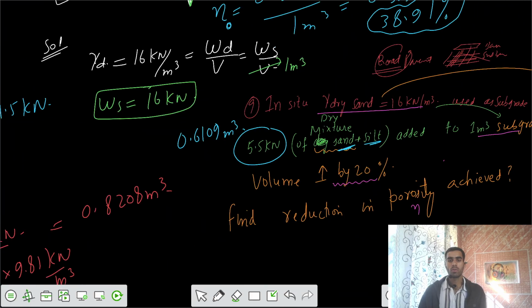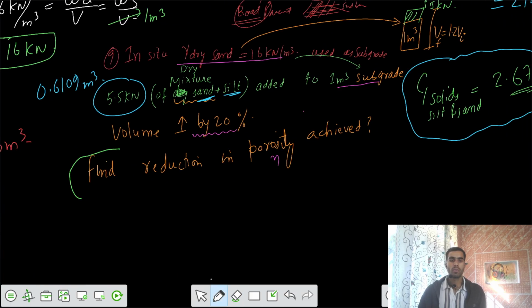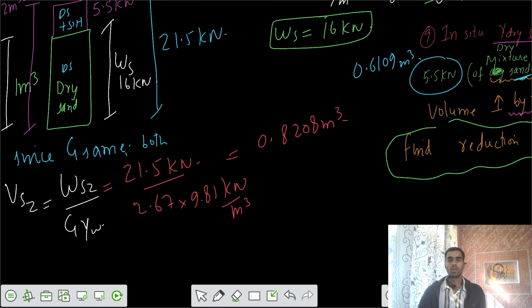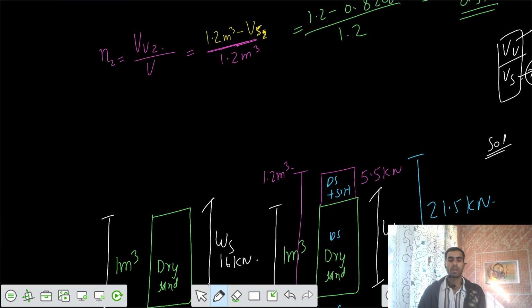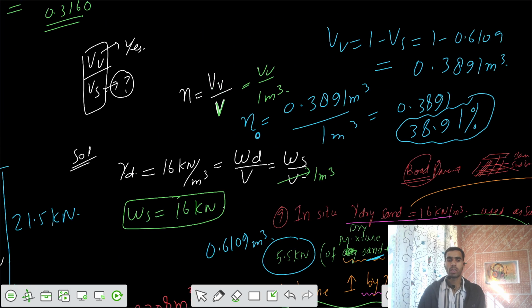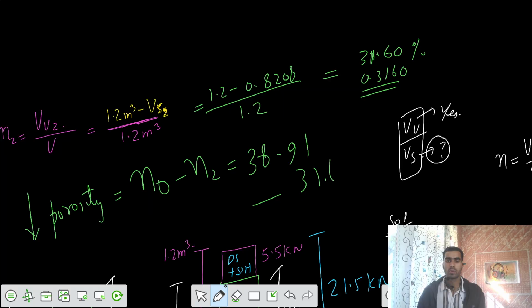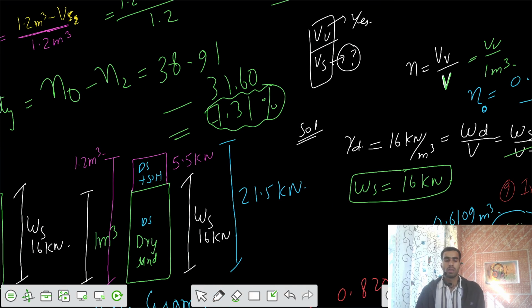That was the part of the problem we need to answer. What is the reduction in porosity achieved? So that is the difference of N1 and N2. The decrease of porosity actually achieved is N0 minus N2. What was the initial porosity we have? 38.91, minus your second porosity, N2, 31.60. So what is the difference? Is that 7.31? So this is the percentage of reduction.